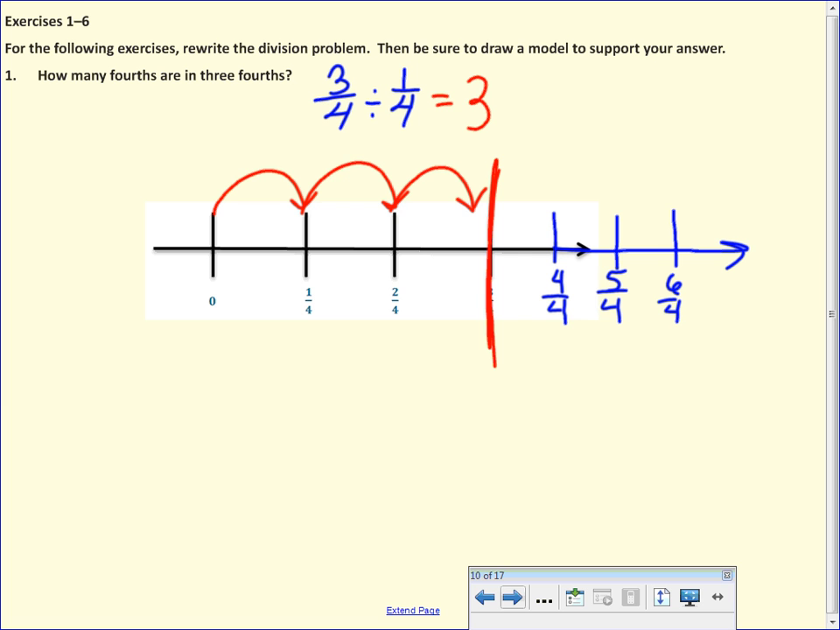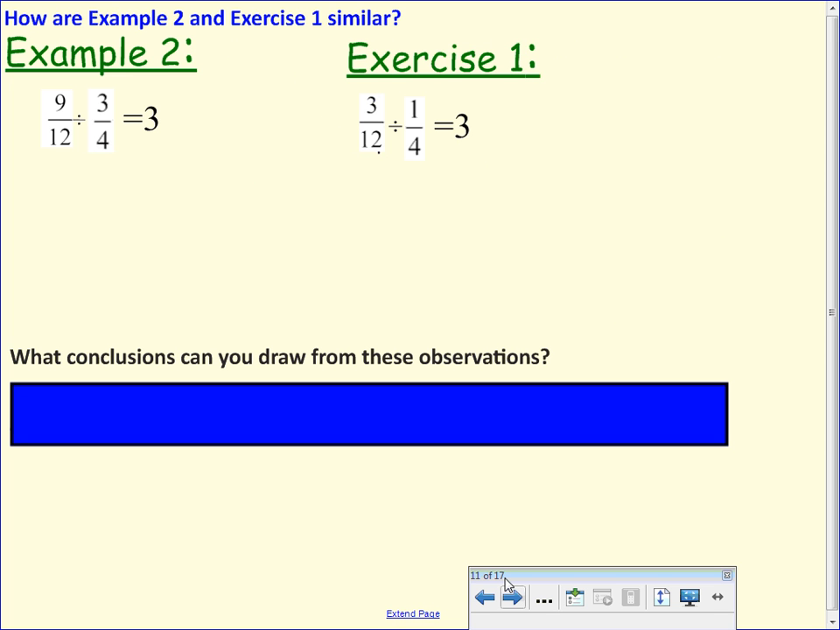We okay with that? Where'd you get 1/4? How many fourths? How many fourths? So fourth means 1/4. Good question. All right, let's keep going. Just rocking and rolling. We got good questions going on.